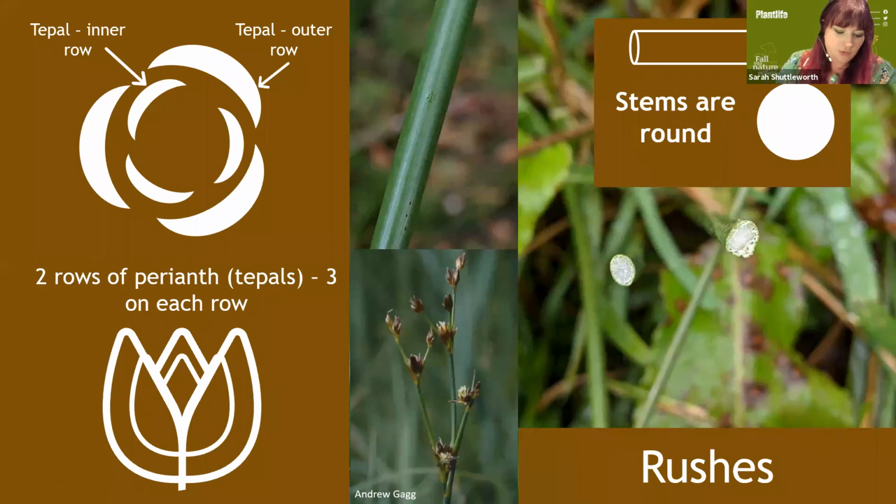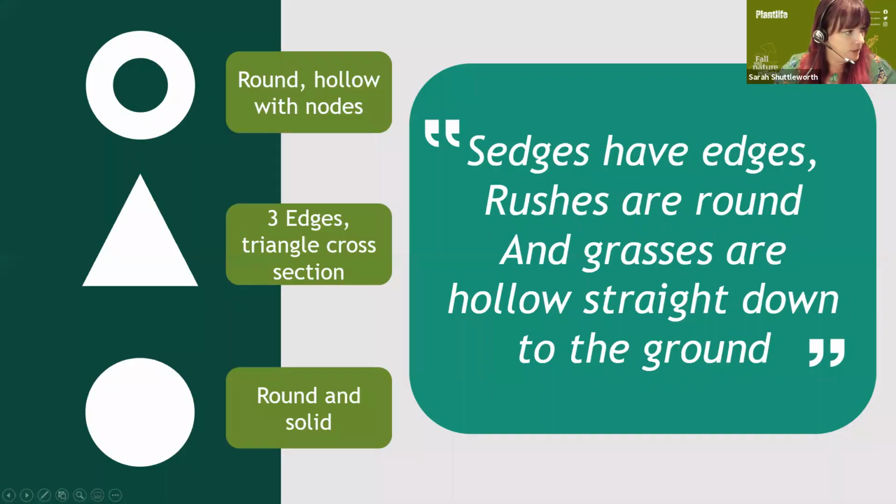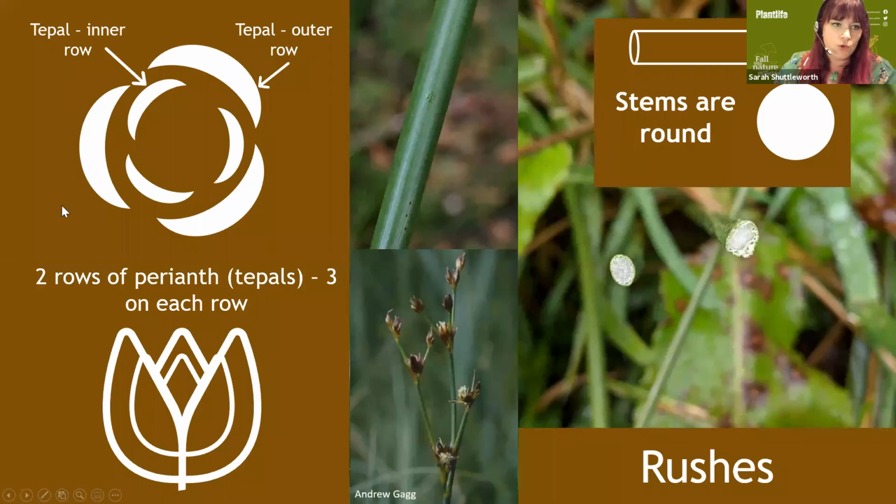So looking at the actual flower structure of rushes then, they have the simplest flower structure out of all of them, consisting of 2 rings. We've got a ring on the outside and we've got a ring on the inside of what are called tepals.